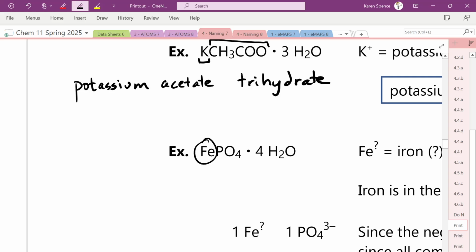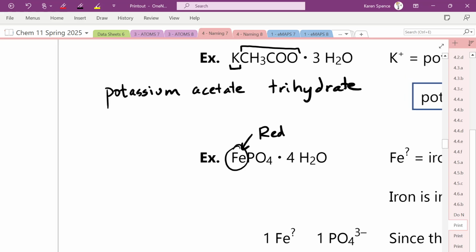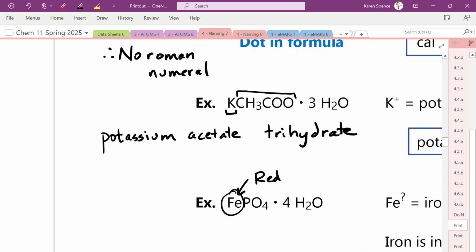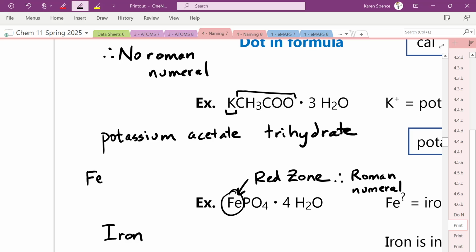Remind ourselves, Fe. Does Fe need a Roman numeral? Yeah, it's in the red zone. So why don't you guys try naming that one? FePO4.4H2O. Iron phosphate. How many phosphates do we have? Do we have 4 phosphates or 1 phosphate? 1 phosphate. Because the 4 is part of phosphate.